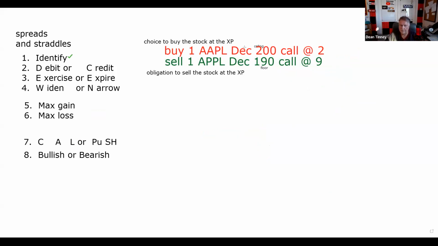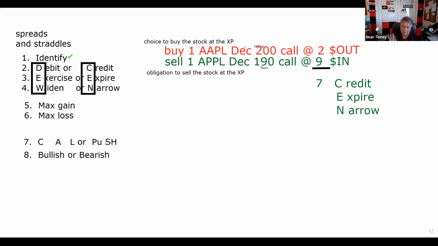Can you determine debit or credit, exercise or expire, widen or narrow? The way you do that is by netting the premiums, because that's what the spread is. The spread is the difference. So we net the premiums and we find out we got more money in than out. This is a credit spread. Whenever you sell a call, sell a put, sell a straddle, sell a spread, the max gain takes place when you agree to be a potential victim, nobody victimizes you, and you keep the money. You get to keep that 7 points there.